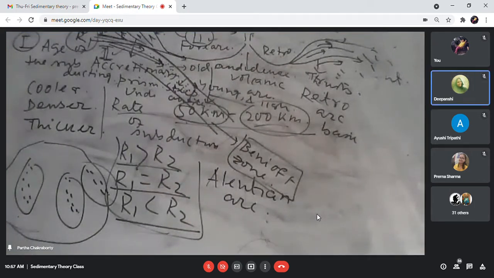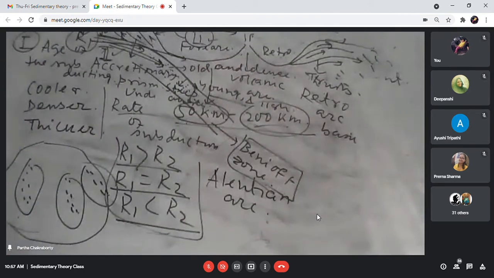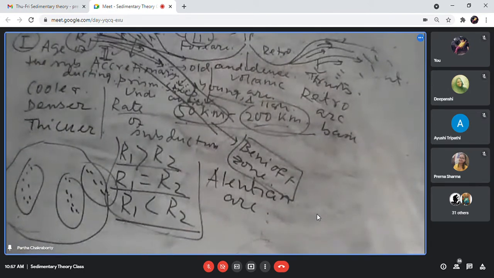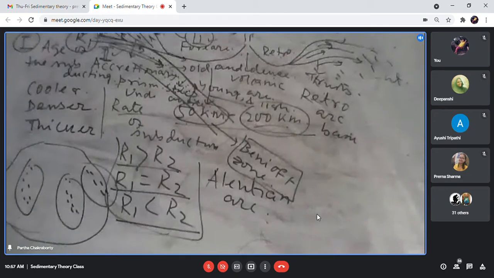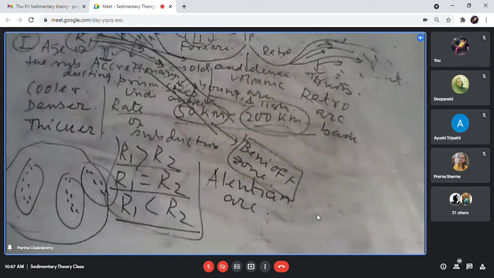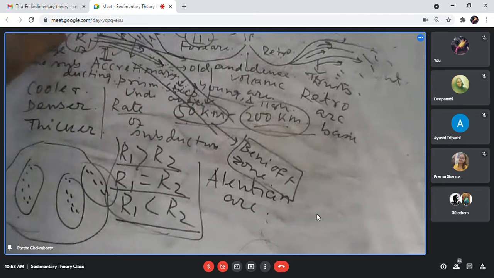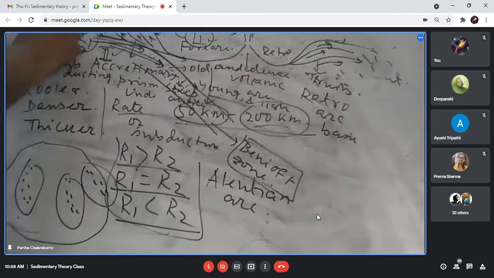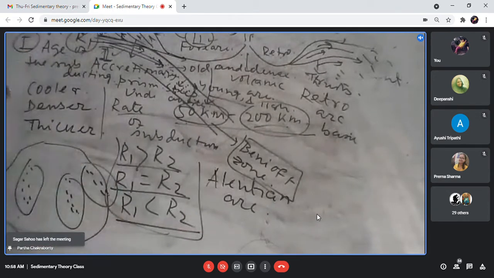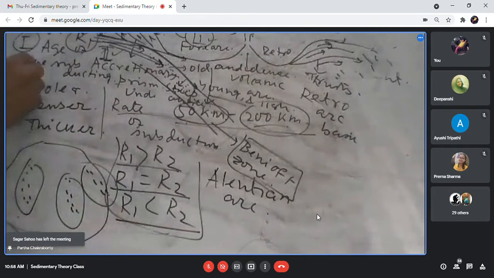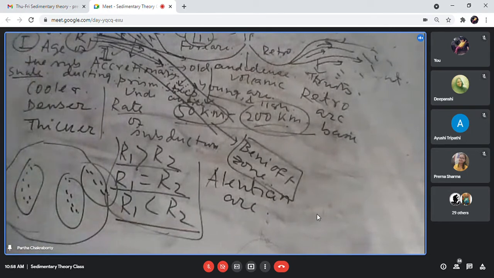Yes, sir. Fine. Now, what will be the sedimentation of a trench? Sedimentation of the trench, what do we call the sedimentation of the trench? Trench is actually a very starved system. So essentially the trench sediment will be marked by the shale, gray to black shale. And we call these sediments melange.